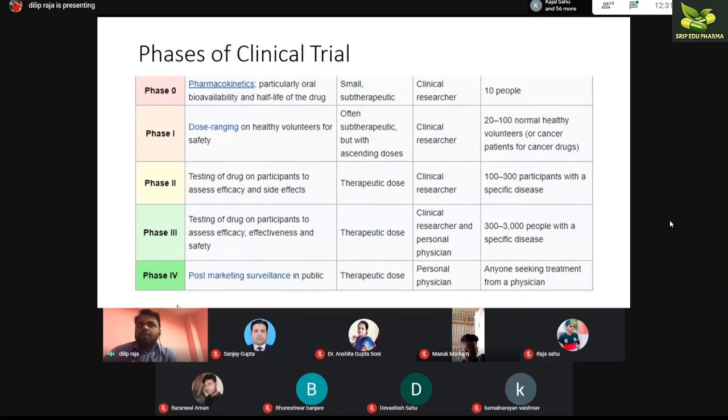And many of you got confused between pharmacovigilance and post-marketing surveillance, because many of them think that post-marketing surveillance is nothing but pharmacovigilance. It is equal to pharmacovigilance. But pharmacovigilance is different and post-marketing surveillance is different. Though post-marketing surveillance is one part of pharmacovigilance, it is not the whole pharmacovigilance, right? So this is all about the phases of the clinical trials.